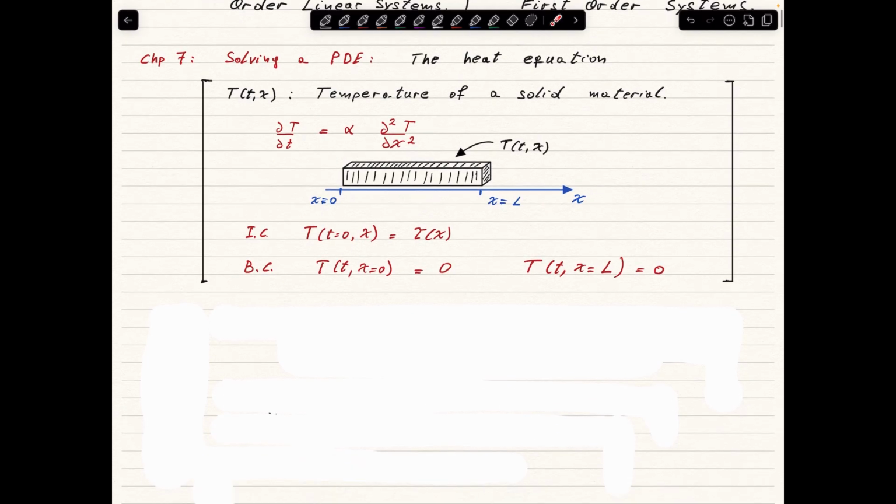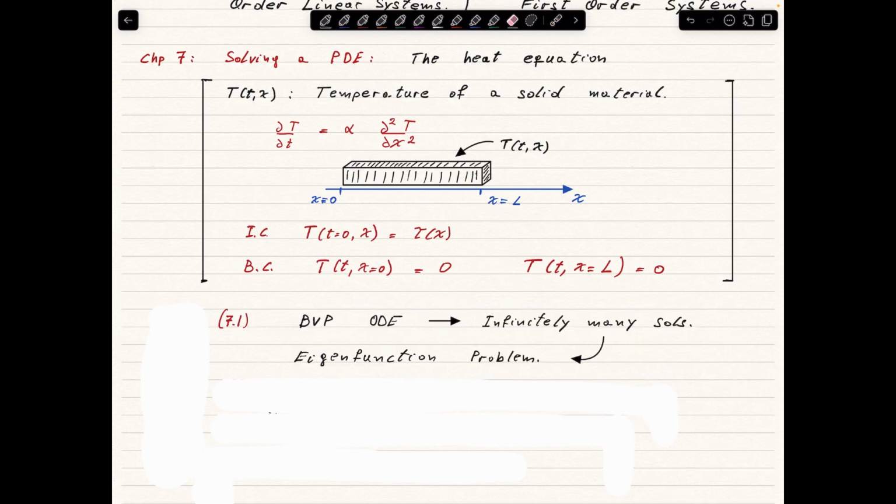So this is the new problem we want to study, and to do that we need to learn a few things before we can actually tackle it. One of the things we need to understand is what a boundary value problem for an ordinary differential equation is, and then understand that this type of problem may have infinitely many solutions.